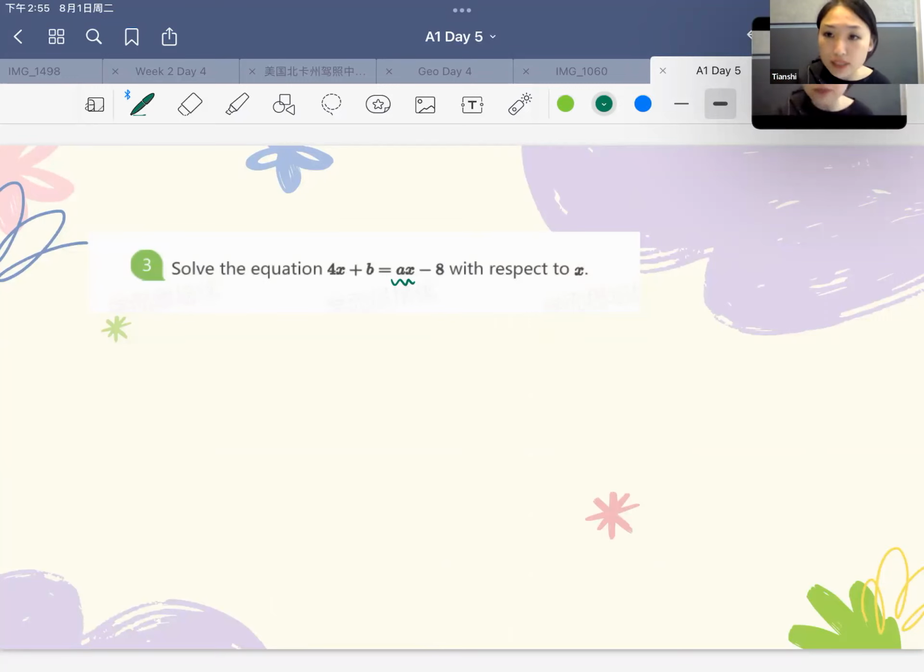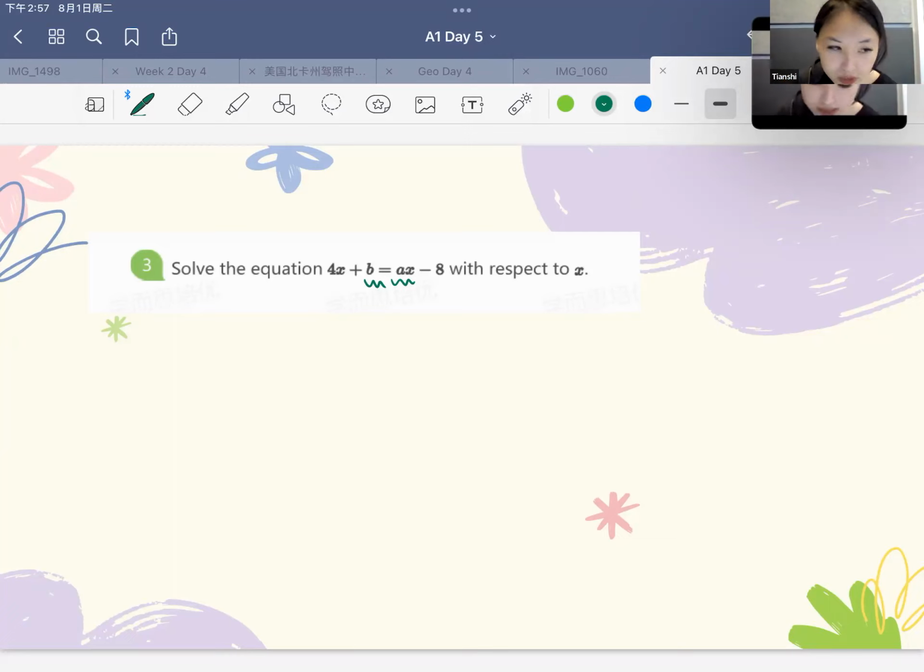So for this question, let's read it together. 4x plus b equals ax minus 8. So we have 2 parameters here. Not only do we have a, but also b, right? So x is the variable, so we should treat everything except x as a parameter or a normal number.